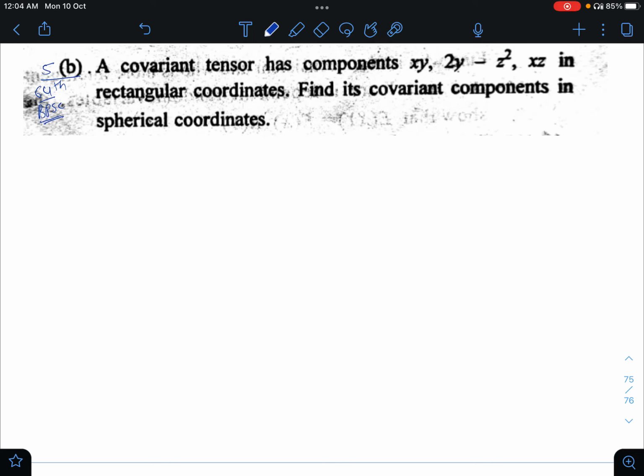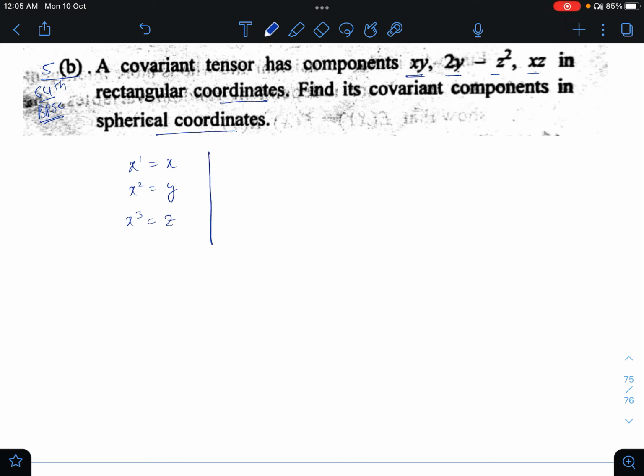It says that a covariant tensor has components xy, 2y minus z square and xz in rectangular coordinates. Find its covariant components in spherical coordinates. So what we need to do is find these covariant tensor components in spherical coordinates from rectangular coordinates. In rectangular coordinates we have x1 is x, x2 is y and x3 is z.